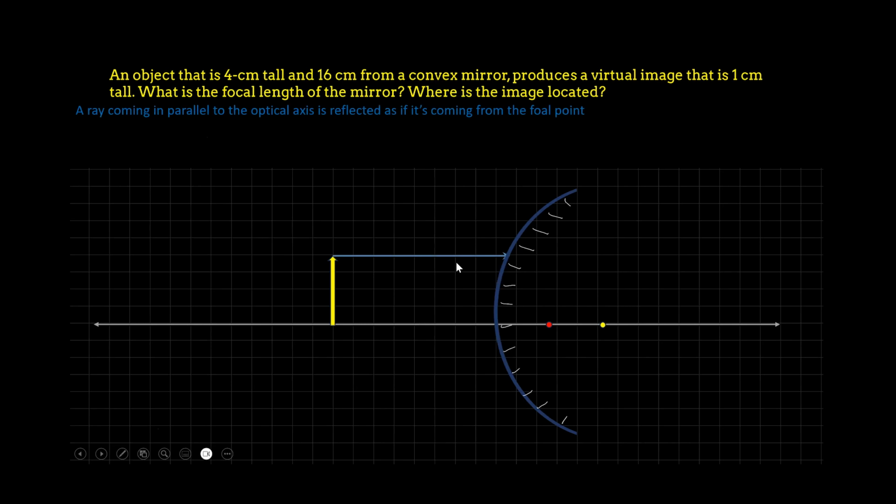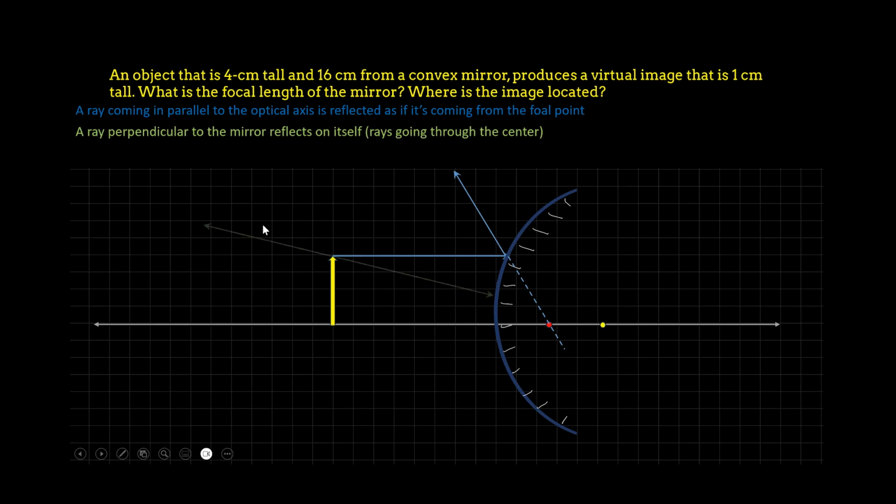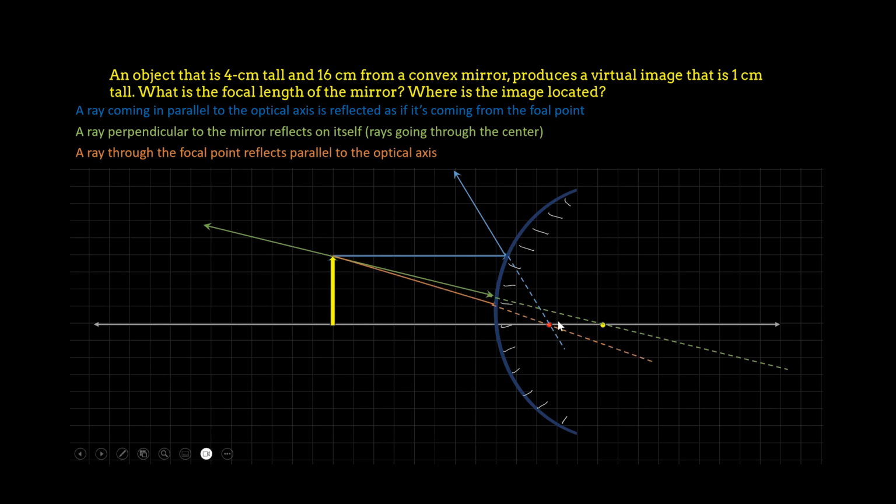So again, the first ray, parallel, bounces out as if it came from the focal point. Perpendicular to the mirror, meaning going through the center, bounces back on itself, through the focal point, interrupted by the mirror. That's again to show you that I was going through the focal point, comes out parallel, and they all meet over here. There's the image. The image is 1 unit long, again, 1 centimeter. It's at 128 centimeters away. It confirms the algebra exactly.